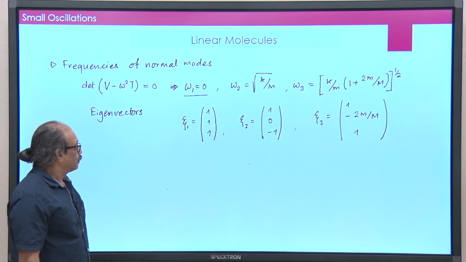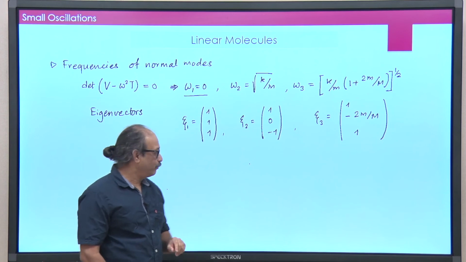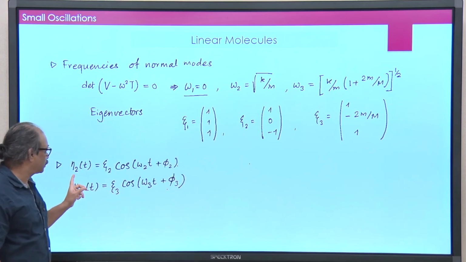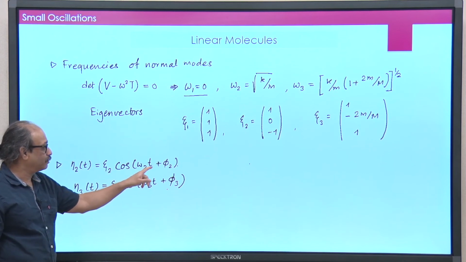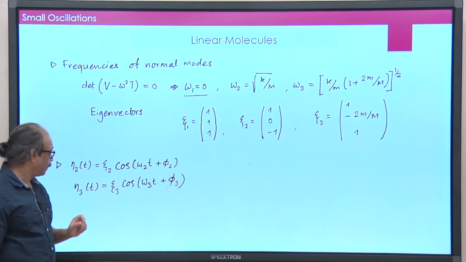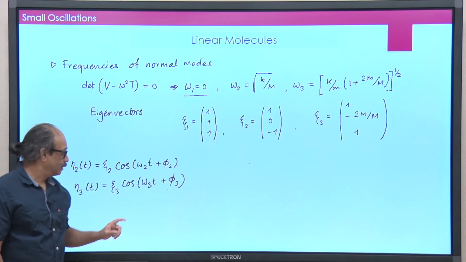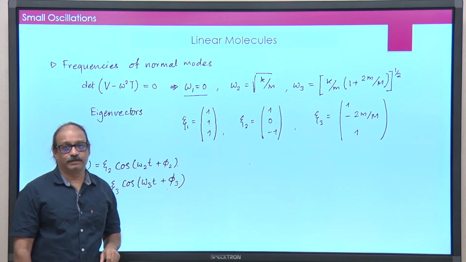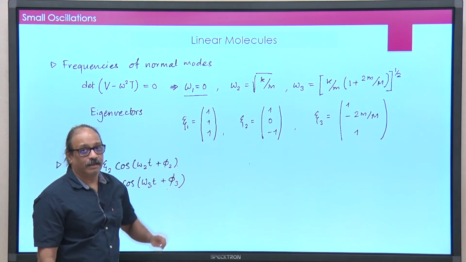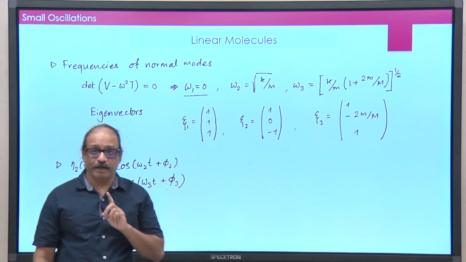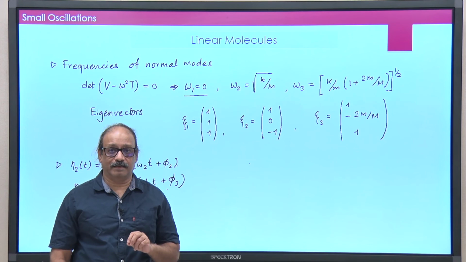Okay. Now, at least for these two solutions I know what the solution look like. Eta 2 will be xi 2 cos omega 2 t plus phi 2, okay, and eta 3 t will be xi 3, that is that one, into cos of omega 3 into t. What about this solution here? This solution, remember, omega is 0. If omega is 0, what does that mean?